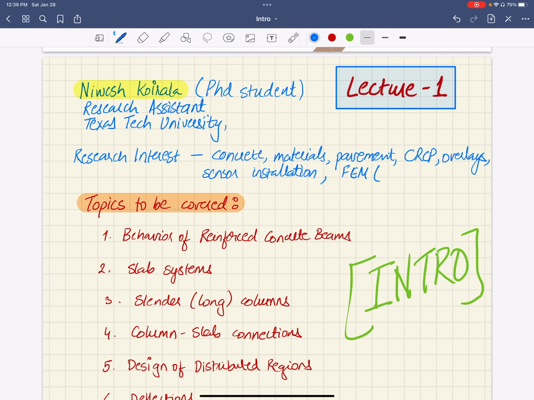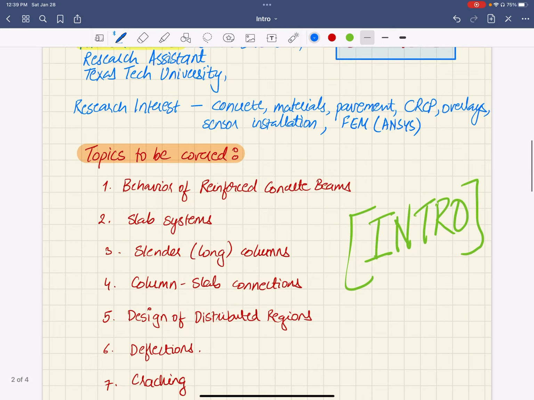And in FEM, that's very important. There's a lot of software and all this stuff, but I specialize in ANSYS, and I'm in the learning phase and learning curve. There's a lot I need to learn, and there's a lot of things which I know, and I will try to navigate you all through my journey.